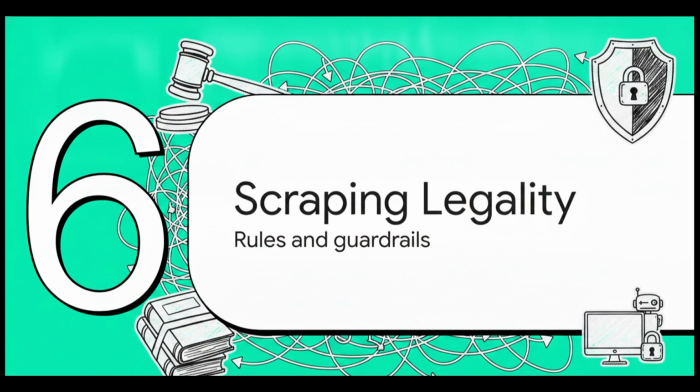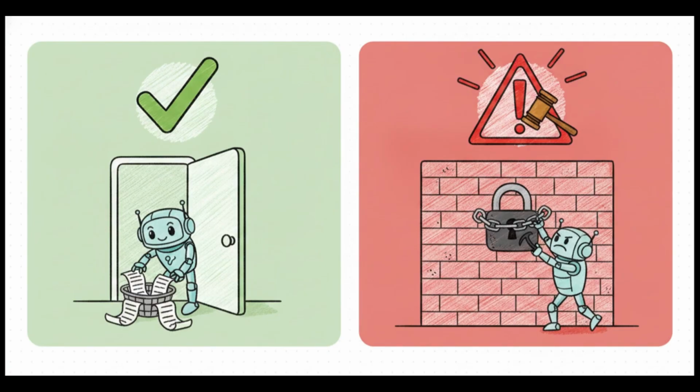And finally, Section 6, Scraping Legality. Let's lay down some crucial rules and guardrails. Because getting sued is a much bigger problem than a broken CSS selector. The legal landscape for scraping is shifting rapidly. Based on major cases like HiQ versus LinkedIn and Meta versus BrightData, scraping public, logged-out data is generally considered highly defensible.